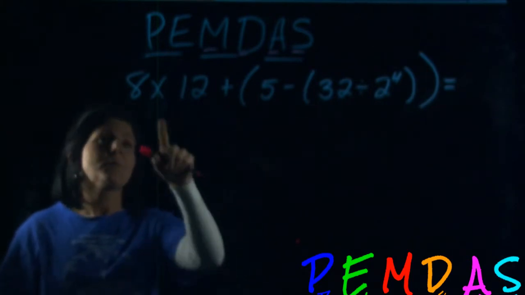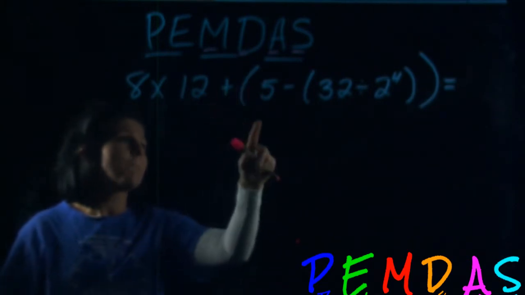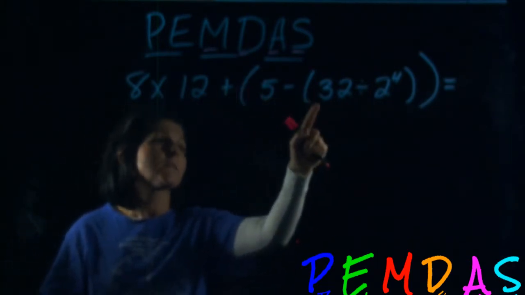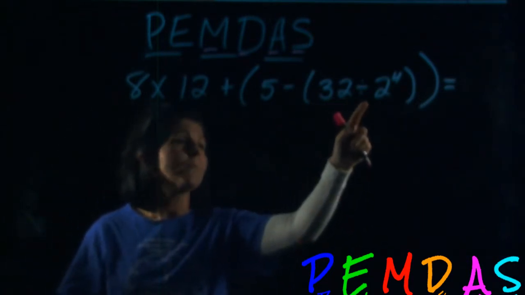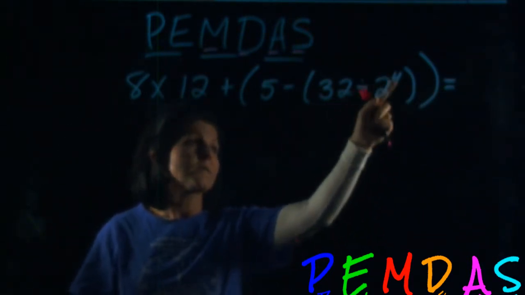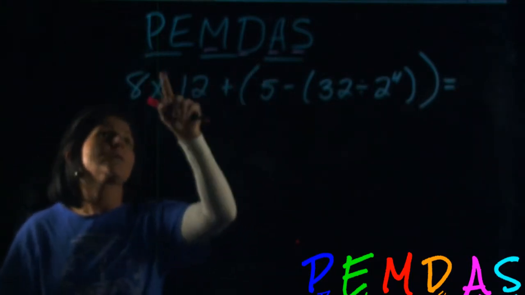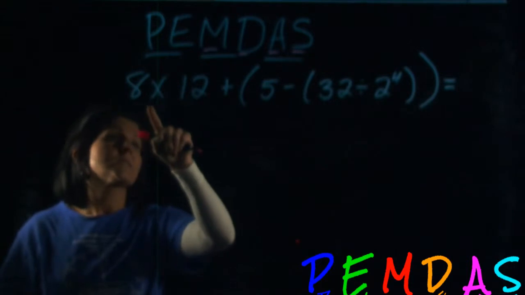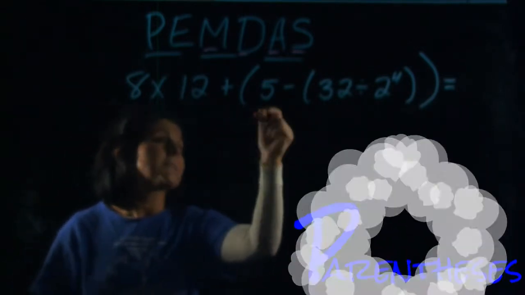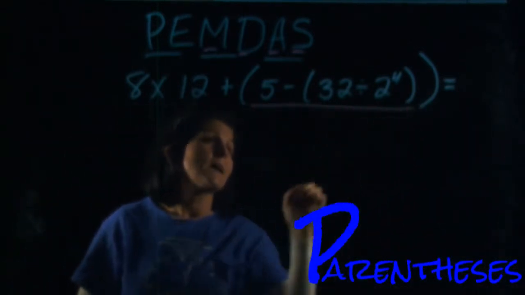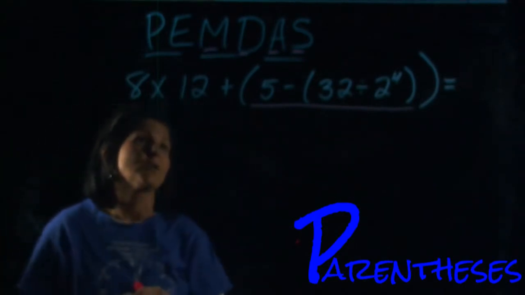So I have this problem: 8 times 12 plus big parentheses, 5 minus little parentheses, 32 divided by 2 to the 4th power, close parentheses, close big parentheses. What we need to do first is look in our order. First thing we have is parentheses. So I'm going to follow through and I see I have parentheses. I like to underline it so that I know that's what I'm going to look for.